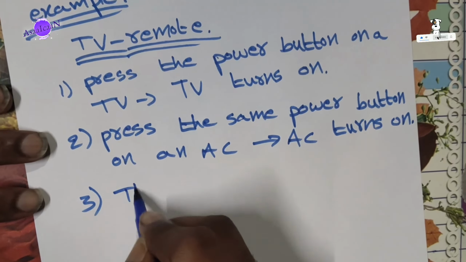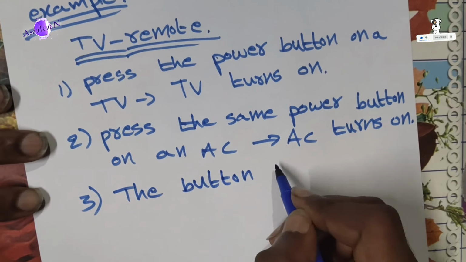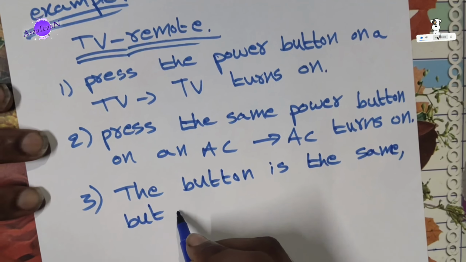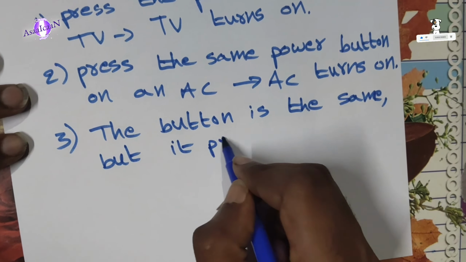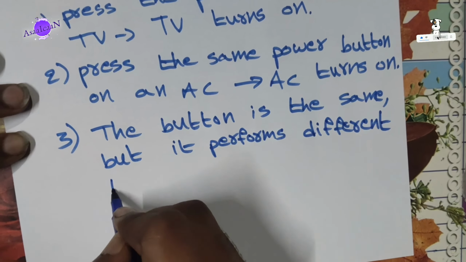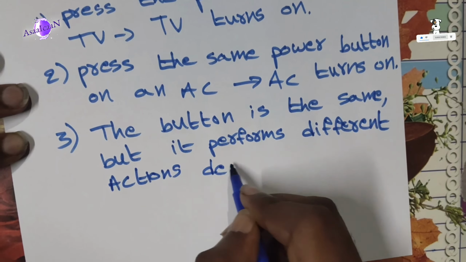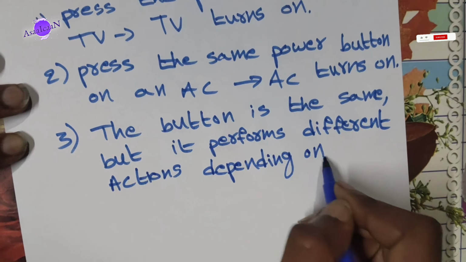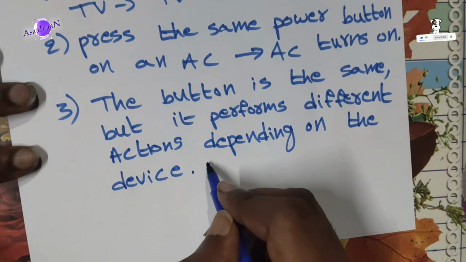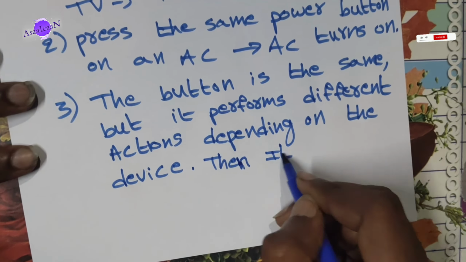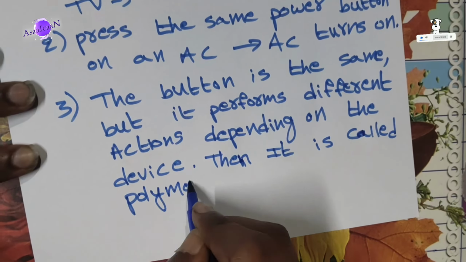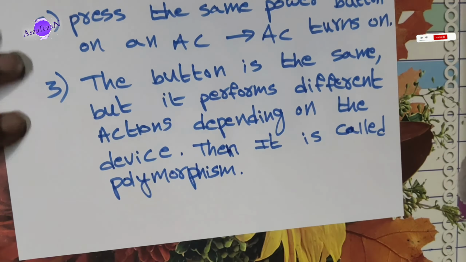The button is the same, but it performs different actions depending on the device. Then it is called polymorphism. Now see the next principle.